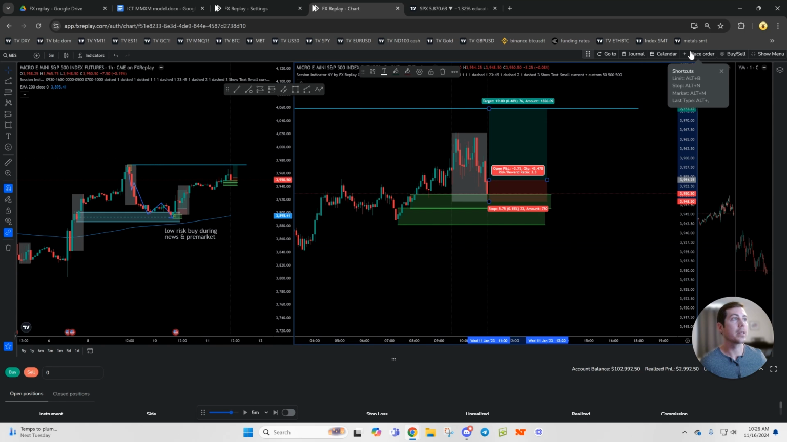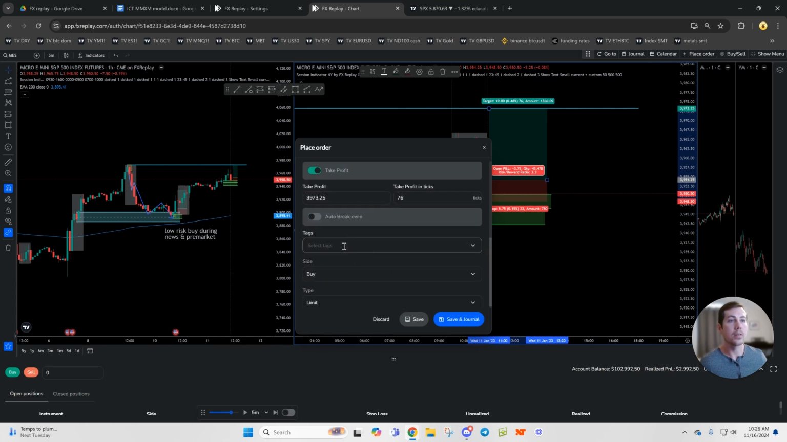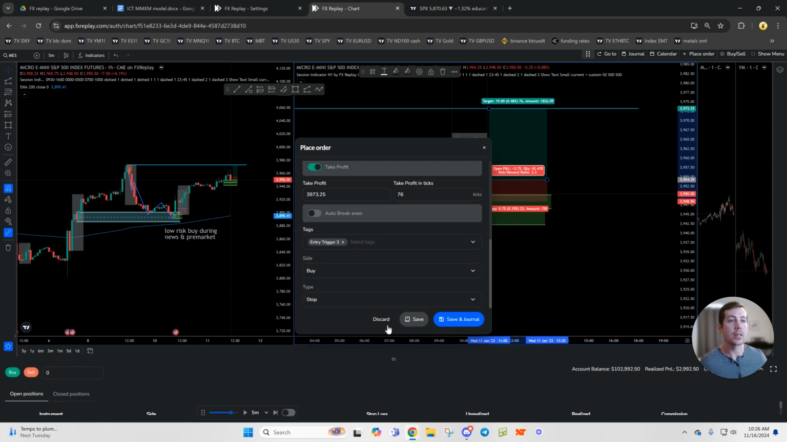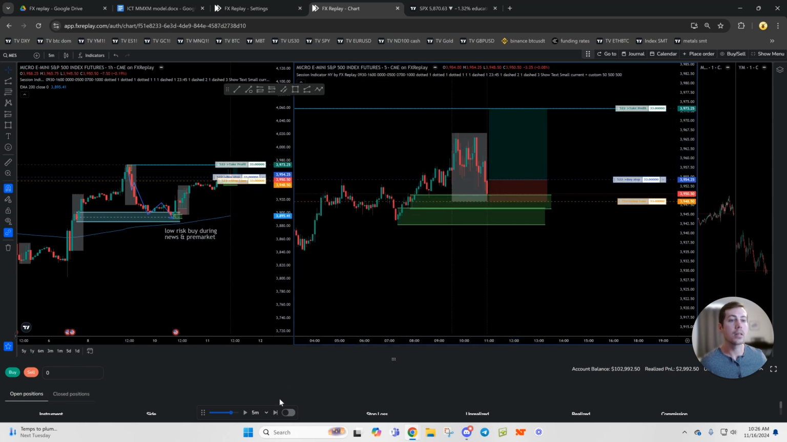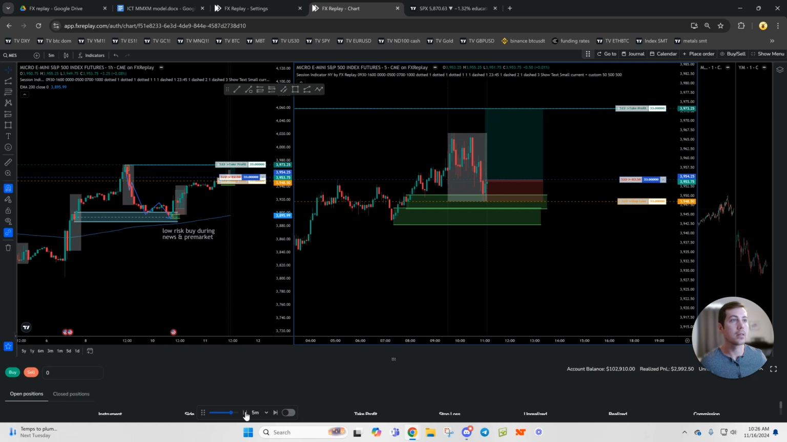And so when I place this order, the only thing I'm going to change is I'm going to do entry trigger 3 for this one. And it's going to be a buy stop as well. So let's see how this one plays out. So we are tagged in now, and let's see how it plays out.